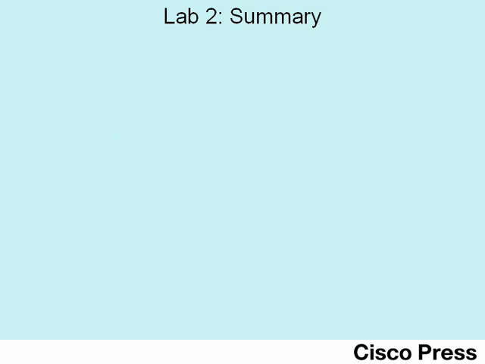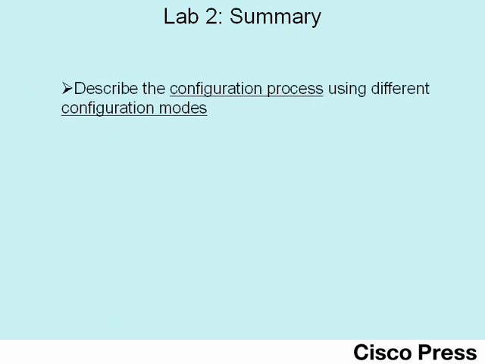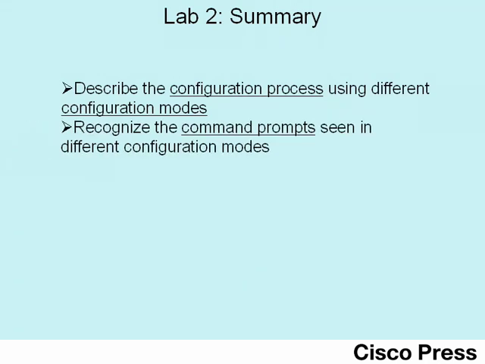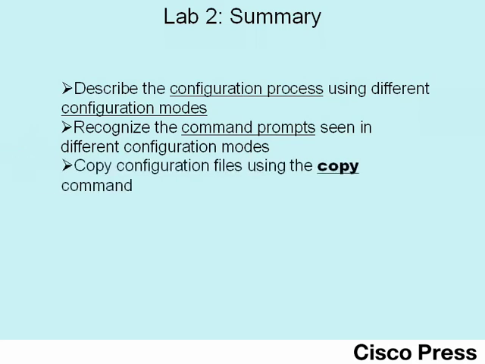This concludes lab number 2. In this lab, you've learned how to describe the configuration process and how it uses different configuration modes. You've also seen the different command prompts that identify several of the more popular configuration submodes, and you've seen how to use the show and copy commands, in particular how to use the copy command to copy the running configuration file and the startup configuration file.